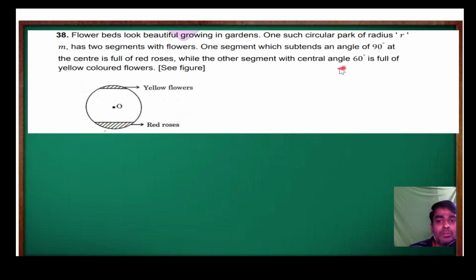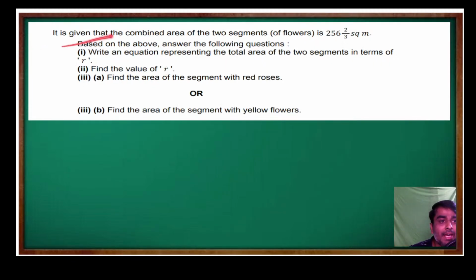The other segment with central angle 60 degrees is full of yellow colored flowers. So this will subtend 60 and this will subtend 90 degrees. See the figure and answer this. It is given that the combined area of the two segments is 256 2 by 3 square centimeter. Combined area means we have to add both areas. Based on the above, answer the following.